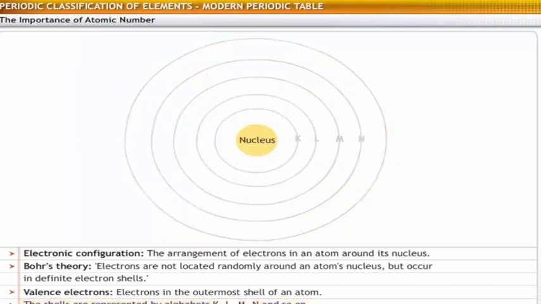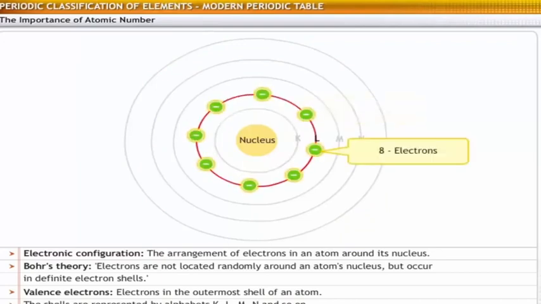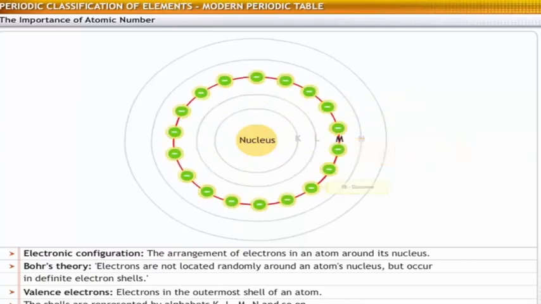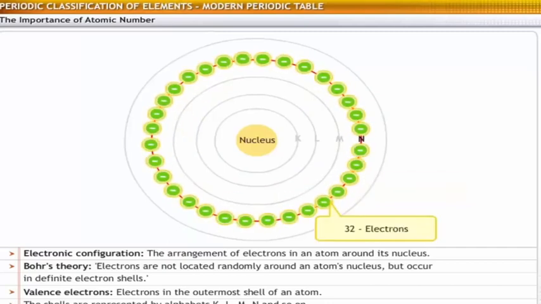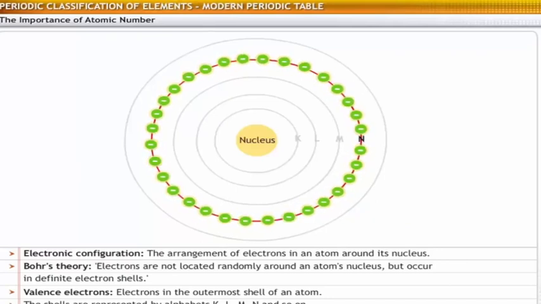Each shell in an atom has a limited capacity for electrons. The K shell can accommodate 2 electrons. The L shell can accommodate 8 electrons. The M shell can accommodate 18 electrons. The N shell can accommodate 32 electrons. As the lower shells are filled up, the additional electrons are placed in more distant shells.